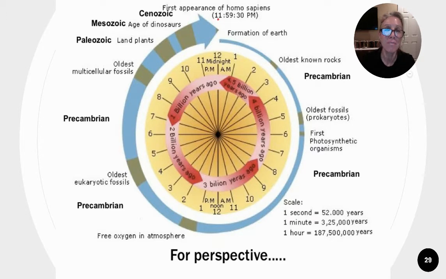And then look at the time. It's 30 seconds before midnight. So we've gone our whole 24-hour clock minus 30 seconds. That's when you start to see man and those types of fossils, Homo sapiens, on the planet. So hopefully that gives you some perspective, where 1 second equals 52,000 years.